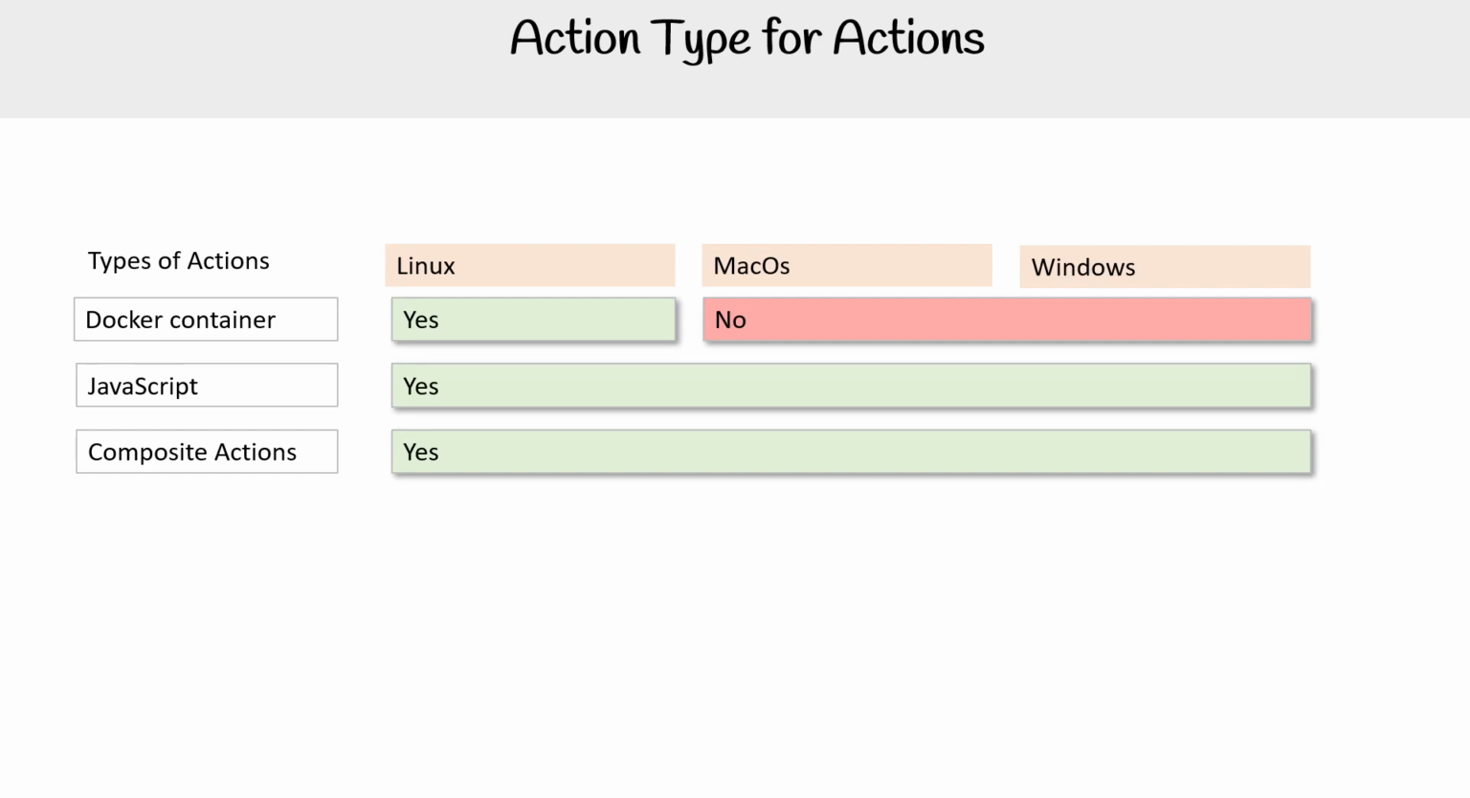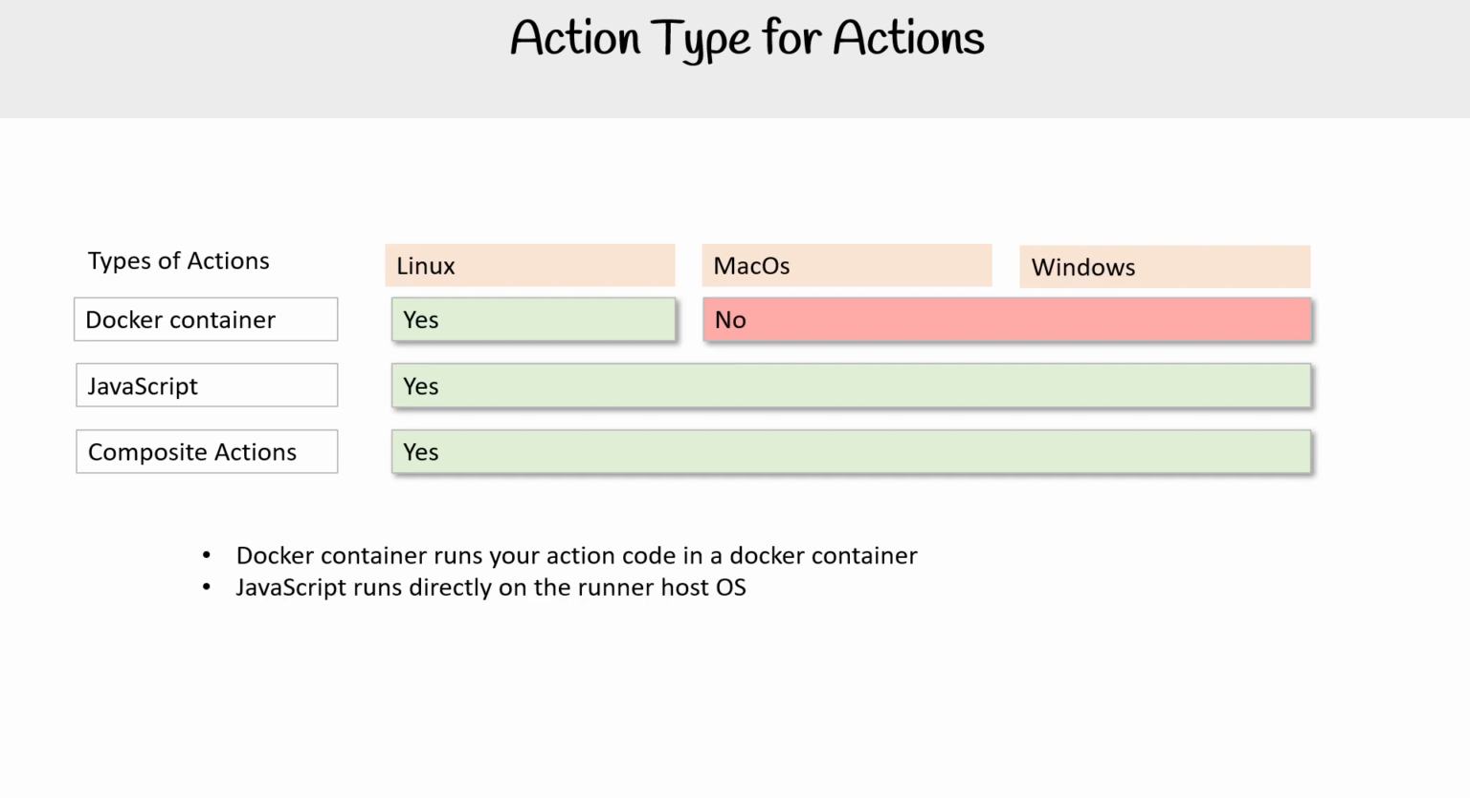If you're wondering what the three action types are, a Docker container runs your action code in a Docker container. If it is JavaScript, it's going to run directly on the runner host OS. If it's a composite action, this is a combination of multiple workflow steps within one action.